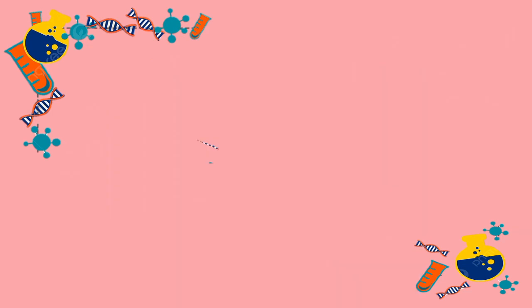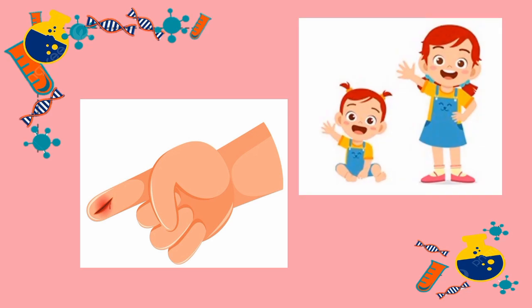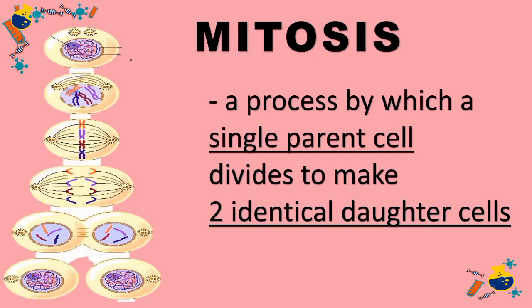Have you ever wondered about the amazing process that causes your wounds to heal? Or when you notice that you're a lot bigger now compared to when you were 5 years old? The amazing process that causes your wounds to heal and your growth is mitosis. Mitosis is simply a process by which a single parent cell divides to make two identical daughter cells.